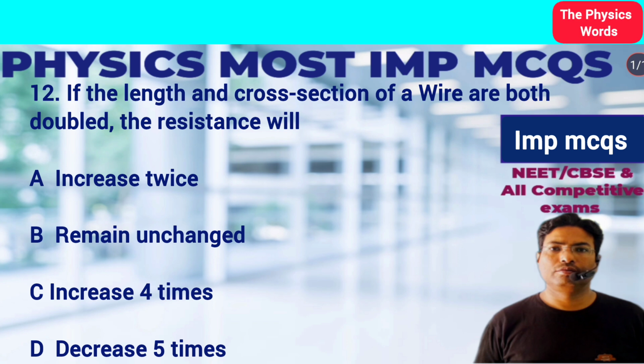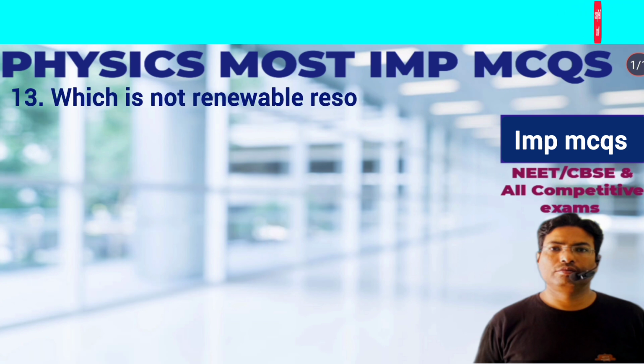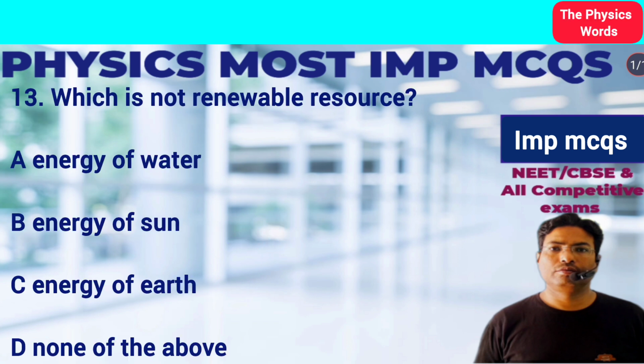Next question. If the length and cross section of a wire are both doubled, the resistance will be. The correct answer is option B, remain unchanged. Next question. Which is not a renewable resource? The correct answer is option D, none of the above.